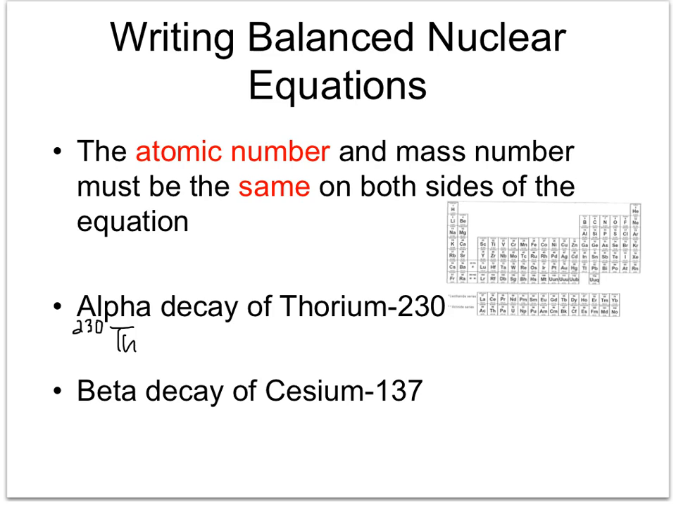And the atomic number is 90. We're going to draw an arrow to represent yields, or to produce. And since the alpha particle can be represented as 4/2 He, we'll put that on the product side. 230 minus 4 is going to give us 226. 90 minus 92 is going to give us 88. And then we're going to identify number 88 on the periodic table. And that will be radon.